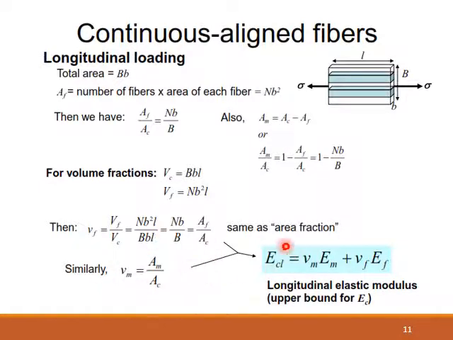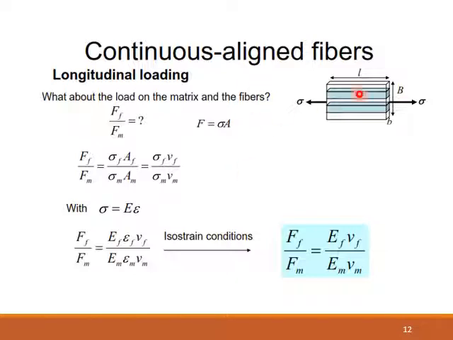So your elastic modulus in the longitudinal direction under isostrain condition will now be equal to Vm EM plus Vf EF. You see, this now translates to the rule of mixture condition that we have with the upper bound for particle reinforced composite. We're having the same thing, except that in this case it is fiber. So for longitudinal loading where there is isostrain condition, this is what we will use to predict the modulus of the fiber reinforced composites.